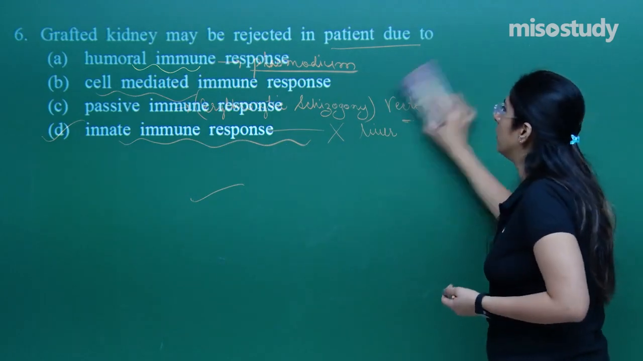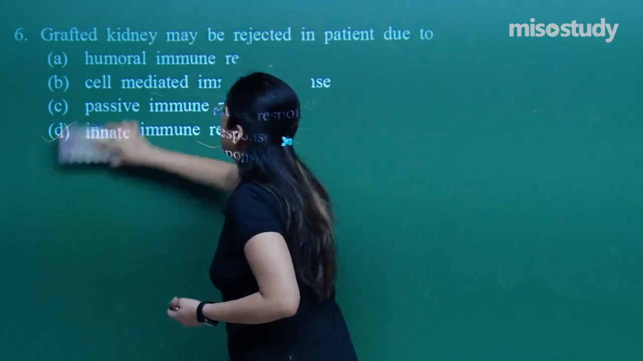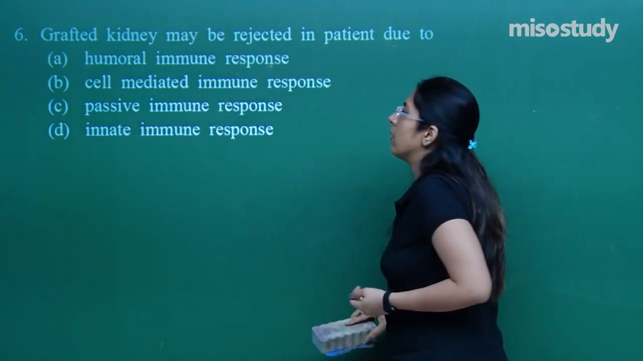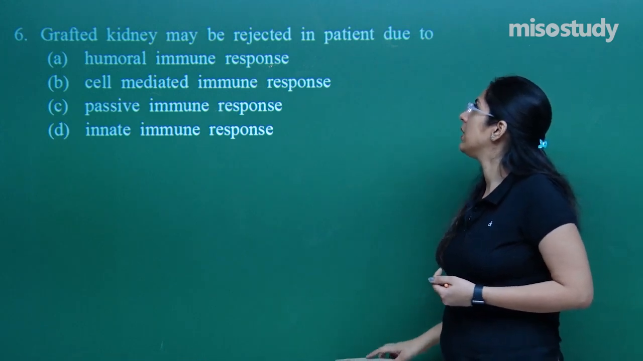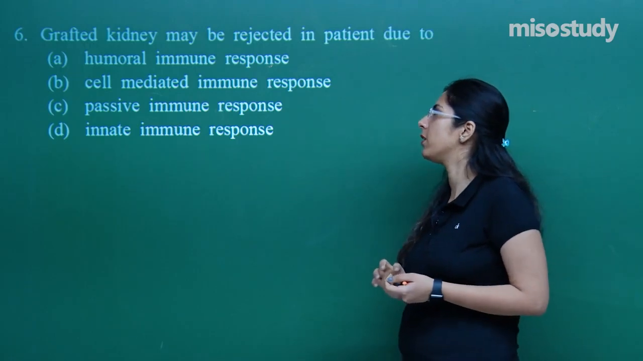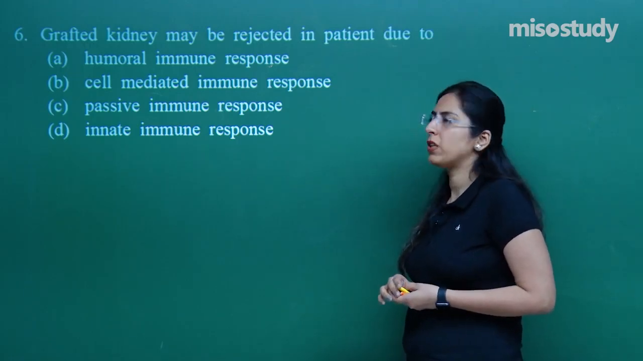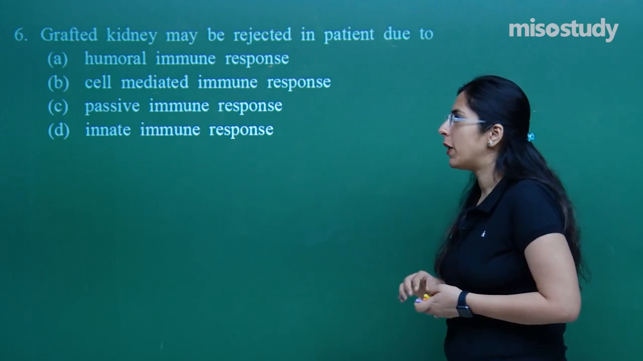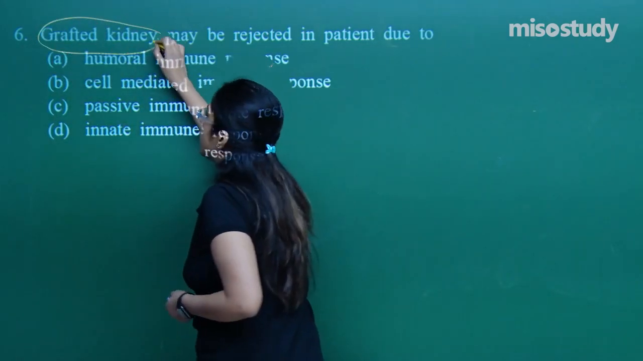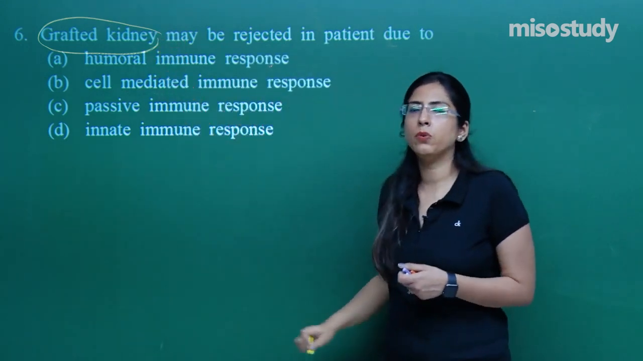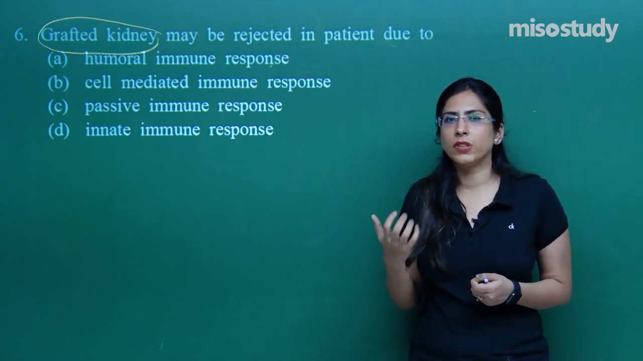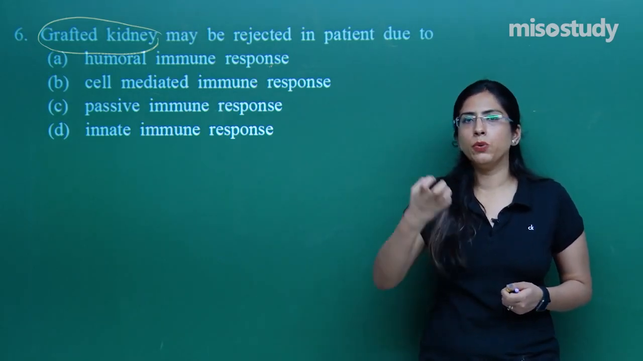Now let's discuss the next question. Grafted kidney may be rejected in the patients due to humoral immune response, cell mediated immune response, passive immune response and innate immune response. So what do you mean by the grafted kidney? Suppose some patient's kidney is not working. What I will do as a doctor, I'll try to transplant a kidney from a donor to the recipient, to our patient.